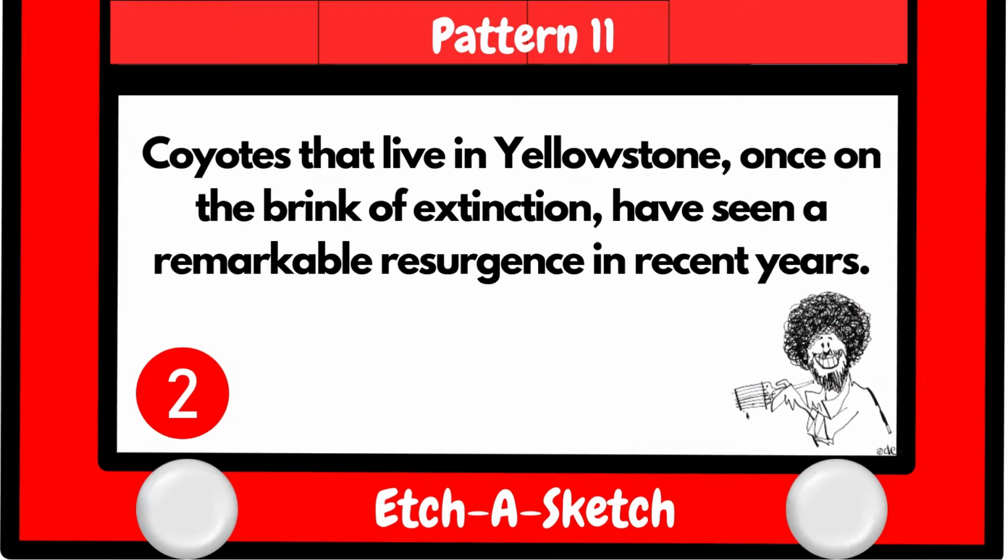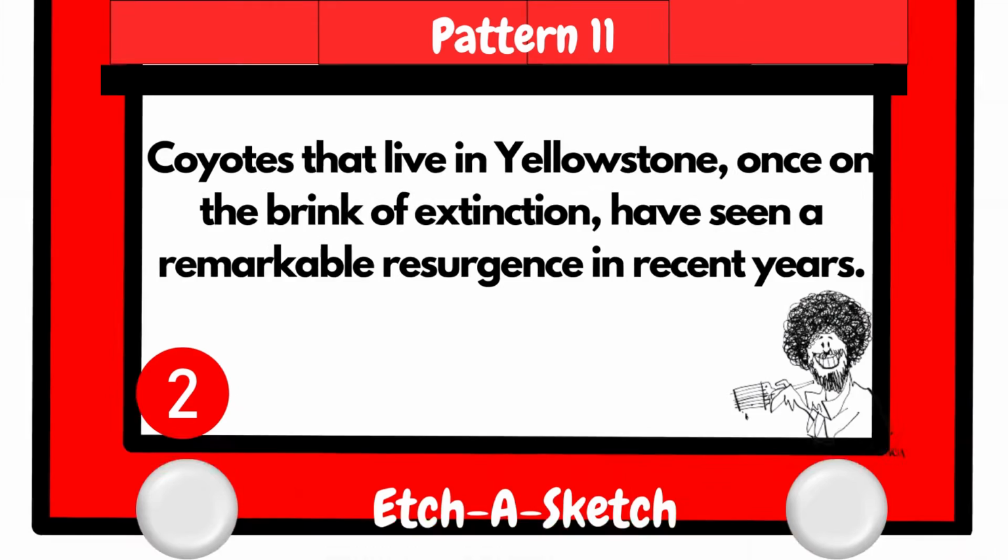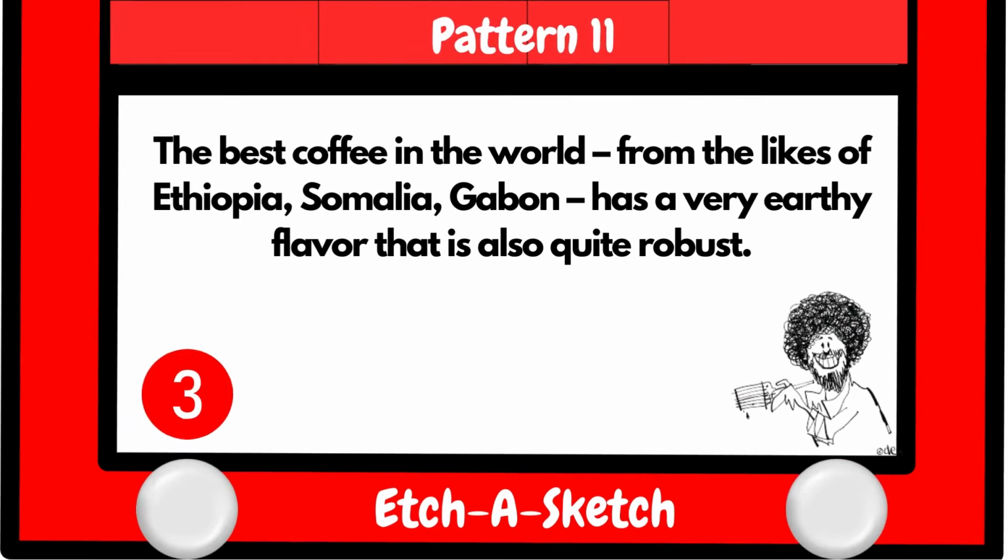Coyotes that live in Yellowstone, once on the brink of extinction, have seen a remarkable resurgence in recent years. It's really good in argument, which all expository writing is, to have parenthetical statements every now and then to really unpack what you're doing, your textual support and your textual analysis. Here's another one. The best coffee in the world, from the likes of Ethiopia, Somalia, Gabon, has a very earthy flavor that is also quite robust.